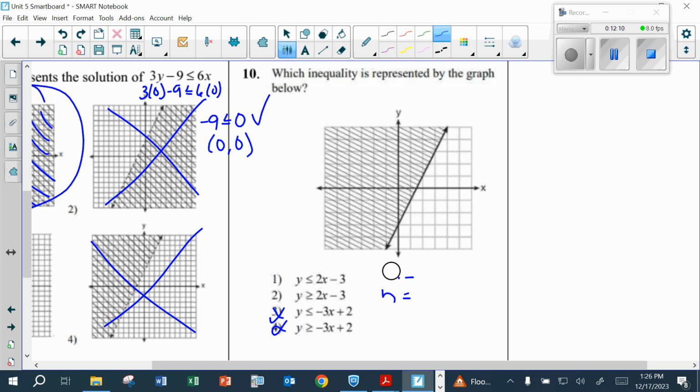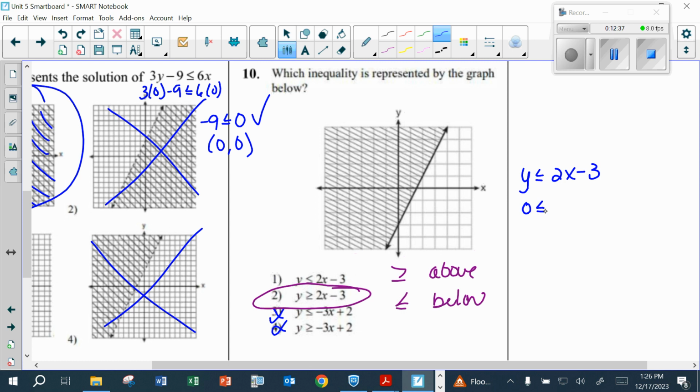Now you might start memorizing that greater than or equal to is above, less than or equal to is below. So it would be 2. But you can also do the test point. So 0, 0 is in the solution set, which means that if we plug in 0, 0 and it works, that's your answer. So let's see why the first one won't work. If I plug in 0, 0, is 0 less than or equal to -3? No. So it's not a solution to that one, which means you wouldn't be able to shade in that direction. So that's why 1 is out.